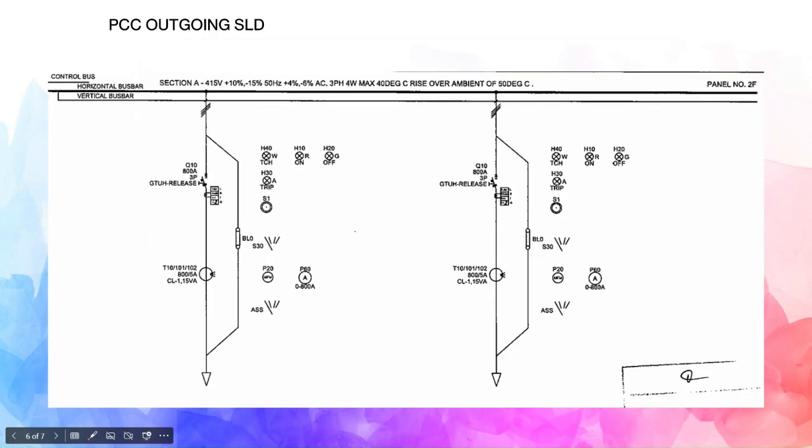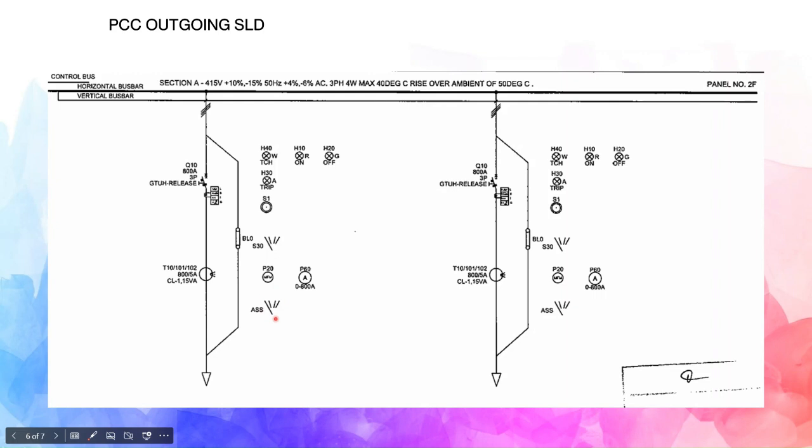Now, this is the SLD of the outgoing for this particular PCC. In the outgoing, there will be this on off trip circuit, healthy trip indication. There will be a switch. There are ammeters. I think this is multi-function meter MFM, and this is a selector switch. So these are the things that will be in front of that panel.